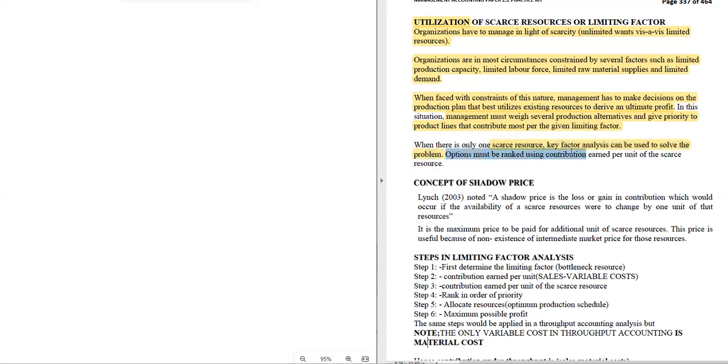Options must be ranked using the contribution per unit of the scarce resource. The simple principle about this technique in management accounting is to look at the contribution that you earn given one particular unit of the scarce resource. So the whole principle about limiting factor decisions is simple. Let me introduce you to it.